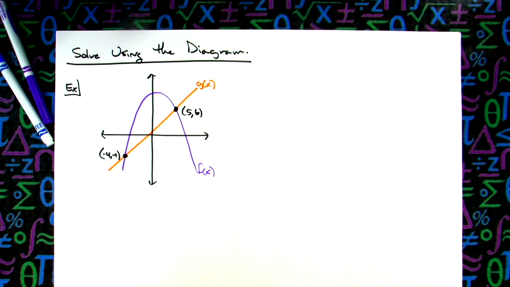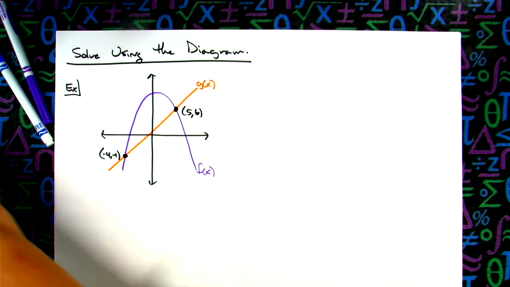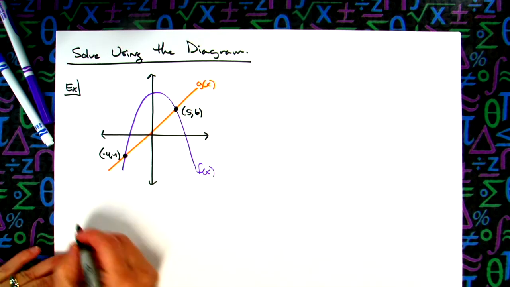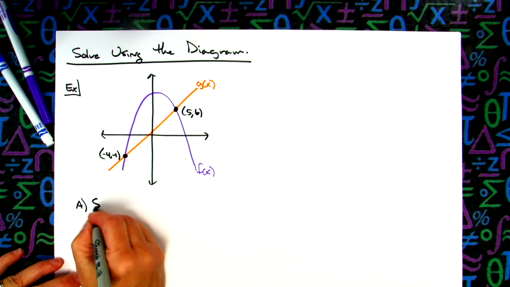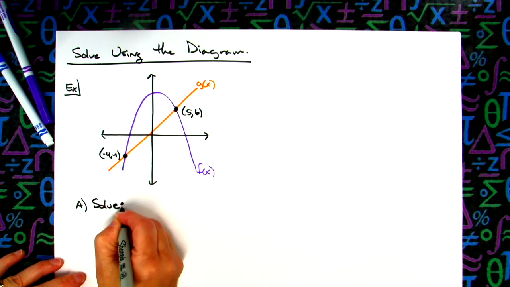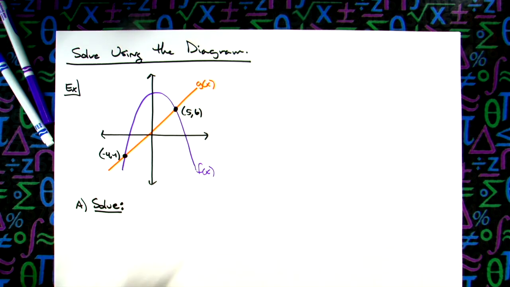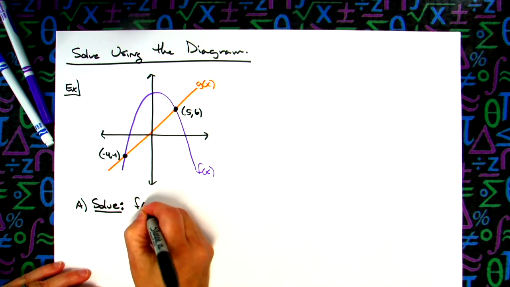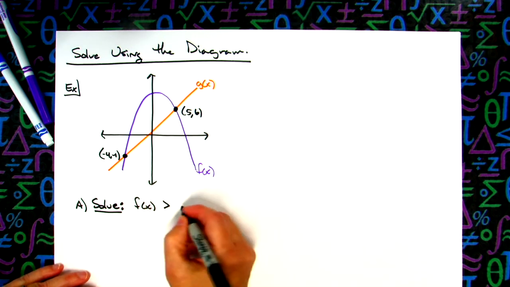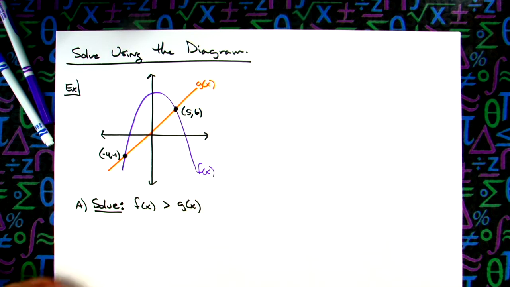But now from here, I can ask lots of different questions. I could ask a function just about the g function. I could ask something just about f. Or I could ask something in relationship from f and g. All right, so from here, I could say, okay, solve f of x greater than g of x.